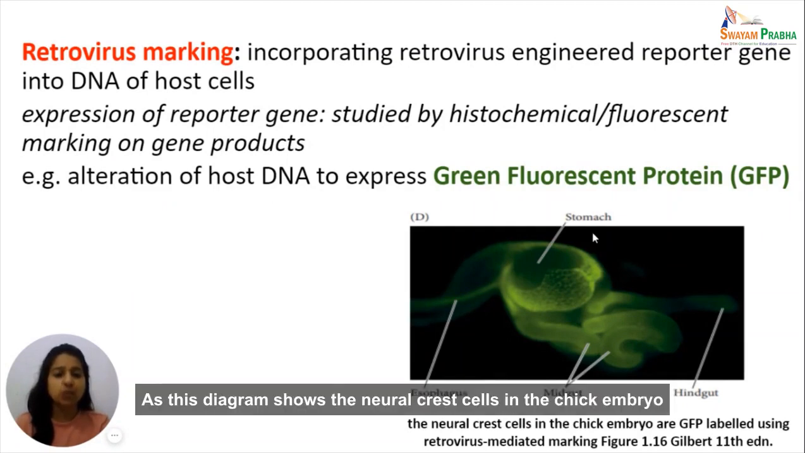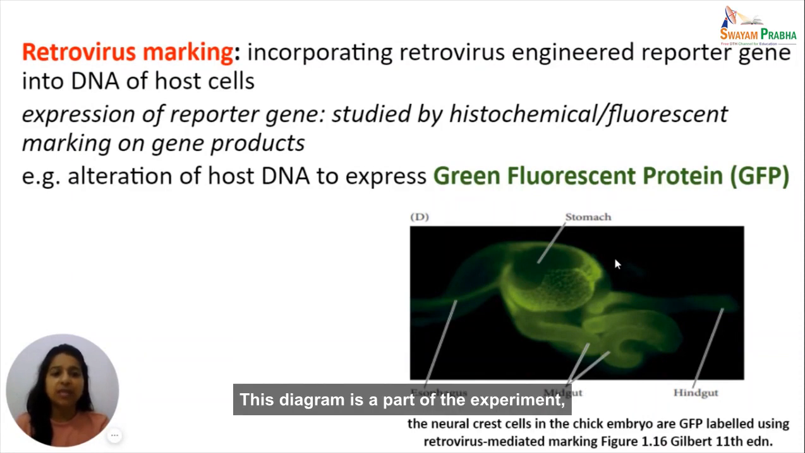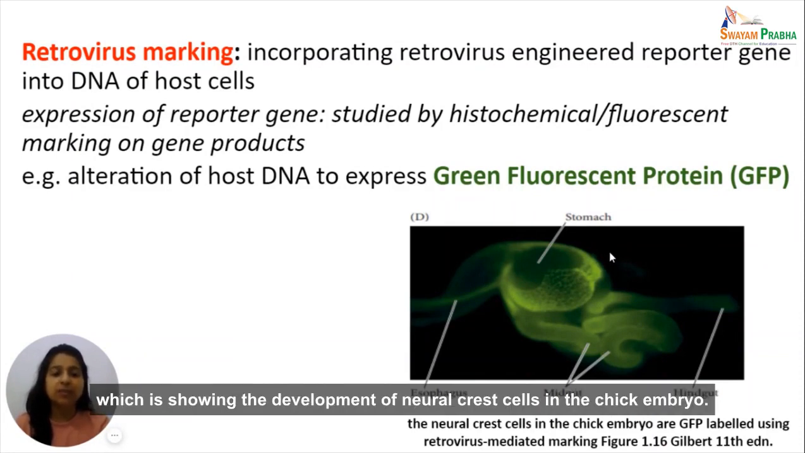As this diagram shows, the neural crest cells in the chick embryo are GFP labeled using retrovirus-mediated marking. This diagram is a part of the experiment which is showing the development of neural crest cells in the chick embryo.